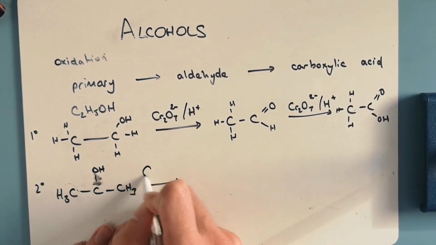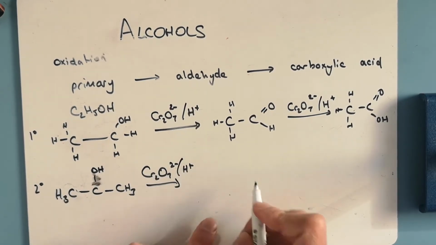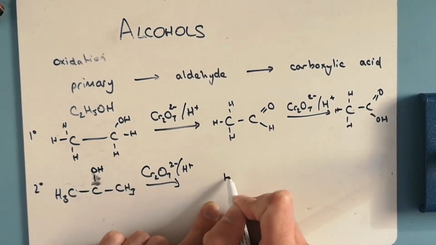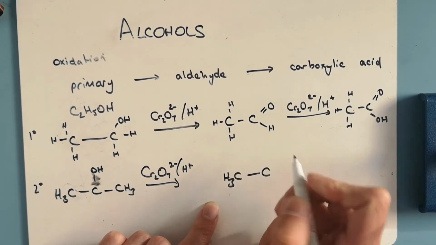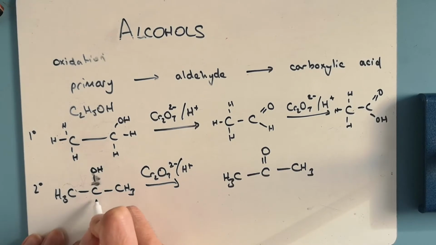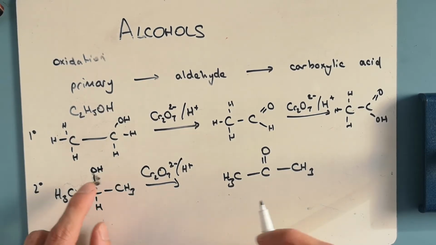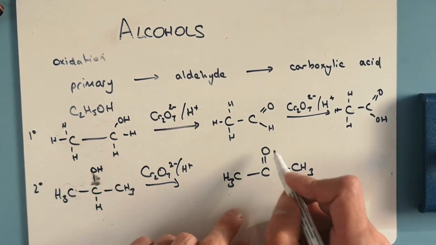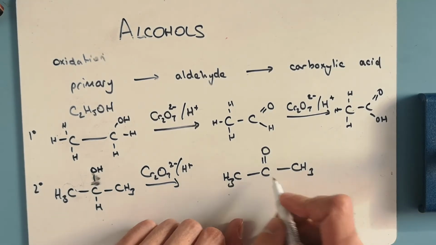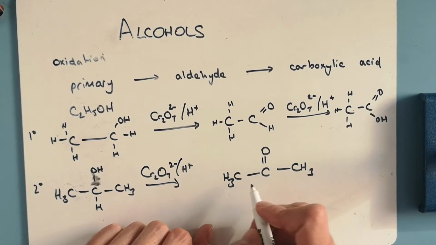If we add acidified dichromate to this, we get a ketone. And I've made a mistake. There should be a hydrogen there as well. Carbon needs to bond 4 times, and I only had 3 bonds there. That hydrogen goes, and this oxygen becomes a double bond and loses its hydrogen, and we get propanone, sometimes known as acetone, and that is a ketone.